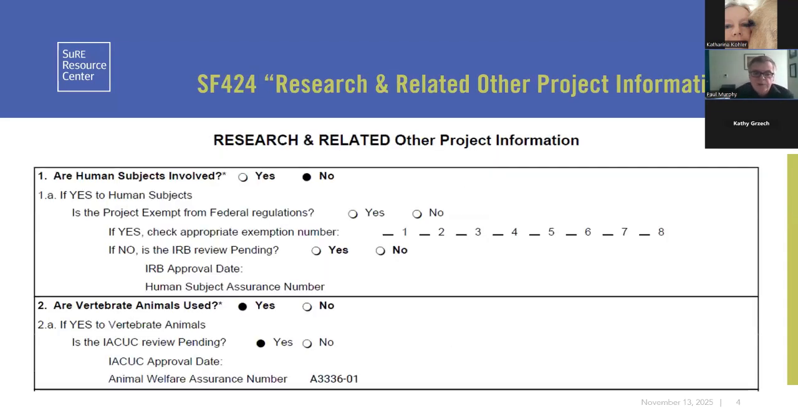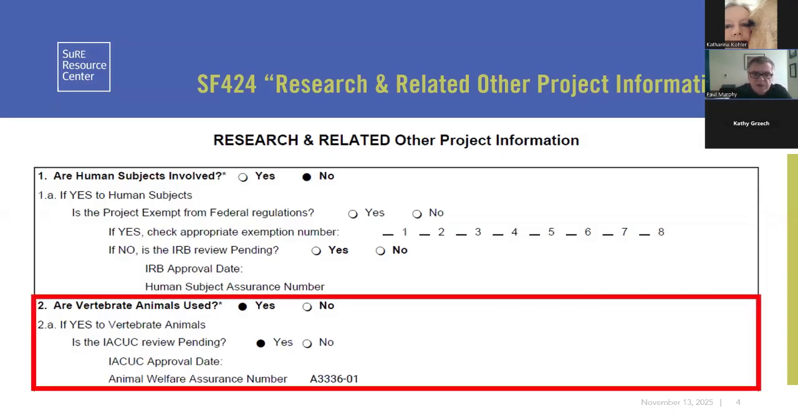So the SF424 spot where you check animal research is here, right underneath the place where you check if human subjects are involved. This is very simple. Once you check yes, you need to indicate whether or not IACUC review is pending or approved. So if it's approved, then you put the approval date in there. They don't need the protocol number or anything like that. But you do have to provide your institution's animal welfare assurance number.